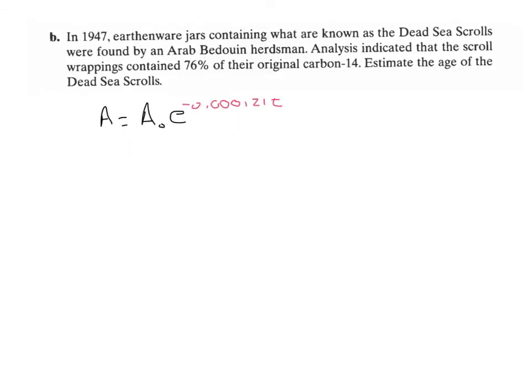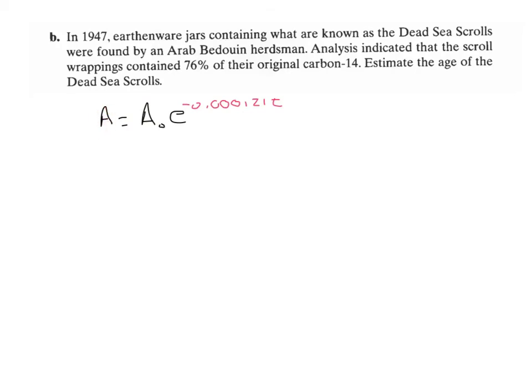Okay, so let's take a look at part B. In 1947, earthenware jars containing what are known as Dead Sea Scrolls were found by Arab Bedouin herdsmen. Analysis indicated that the scroll wrappings contained 76% of their original carbon-14. Estimate the age of the Dead Sea Scrolls. So we already have a model that we can use to predict. This is enough information, 76% of the original. Remember, this is the original amount. Think about substituting it with 100%, and we're going to end up with 76%.